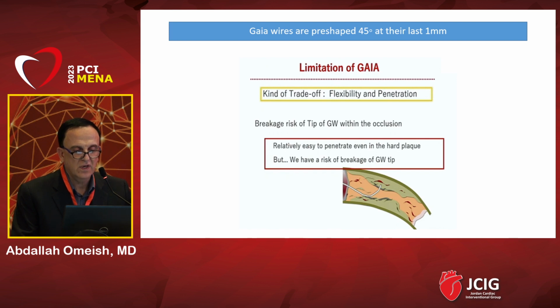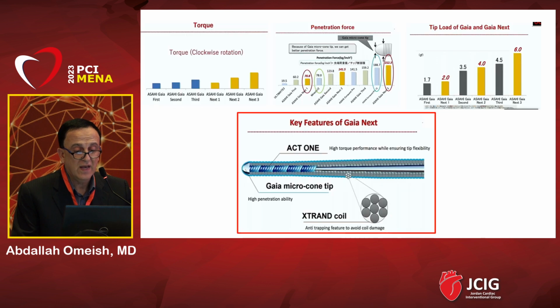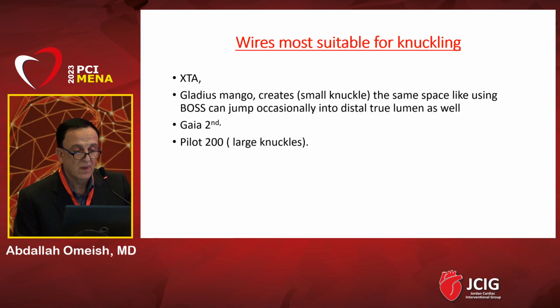And this one shows how the tip of the Gaia can be fractured inside the body of the CTO. And this is to show the key features of the Gaia Next, which are now available in the market. These are more torqueable and have higher penetration force, and the tip load also is higher than the old ones.